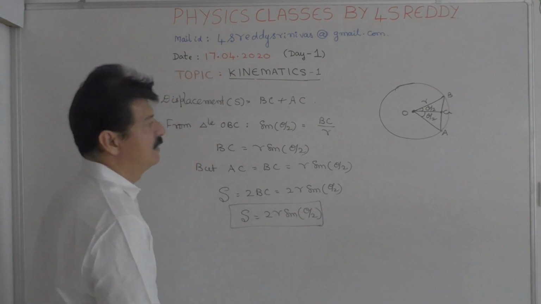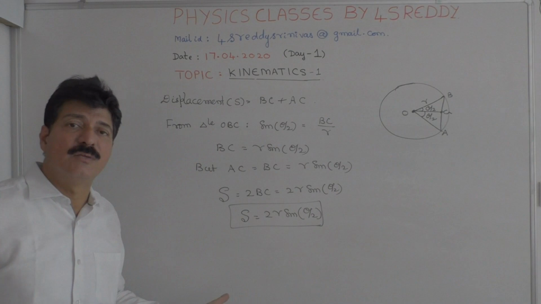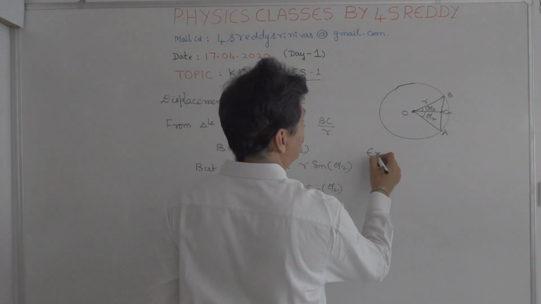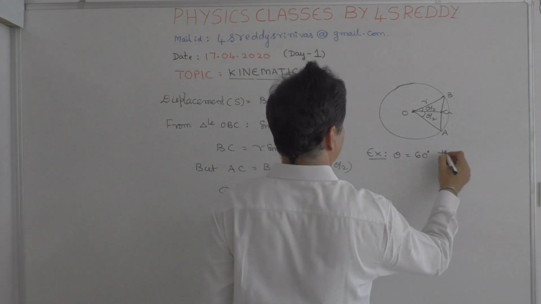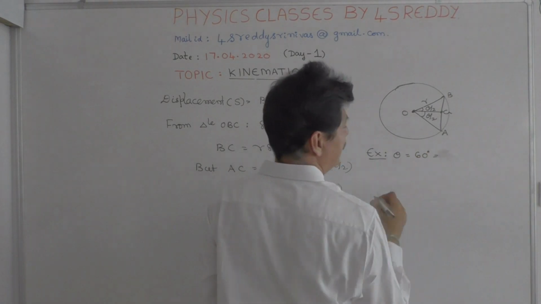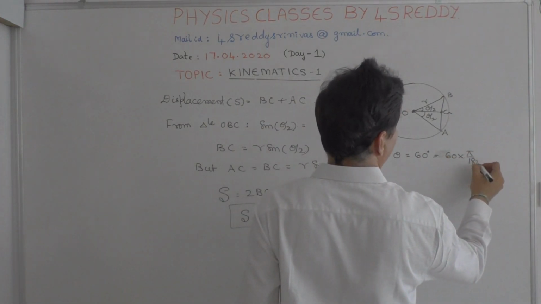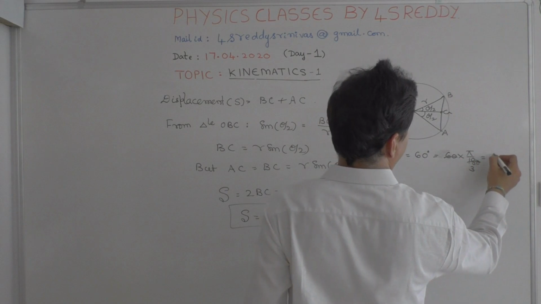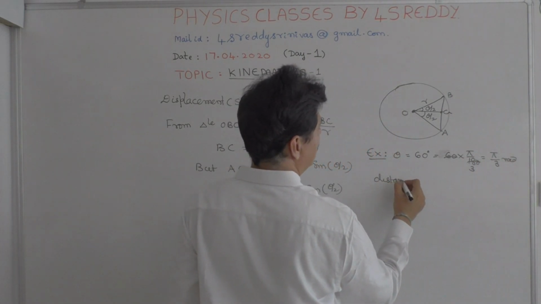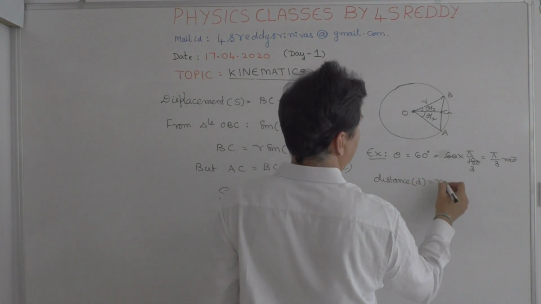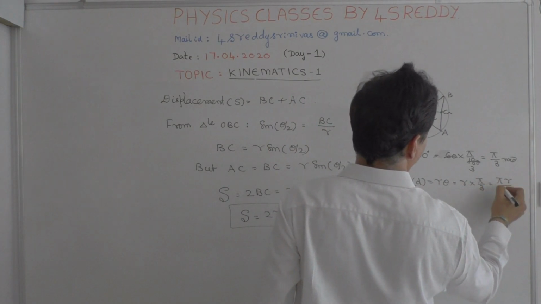This is another standard form. With that, for any given angle, you can easily find it. For example, if theta is equal to 60 degrees, which means 60 into pi by 180, that you have to write. 6 and 3 cancelled, pi by 3 radians. Then distance is given by d equals r theta, that is r into pi by 3, that is pi r by 3.